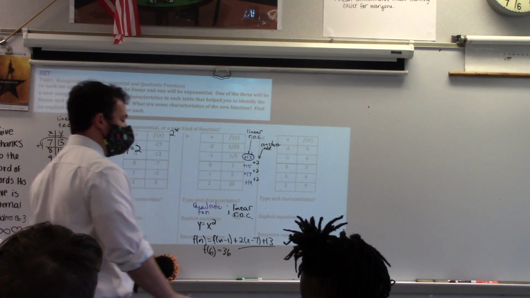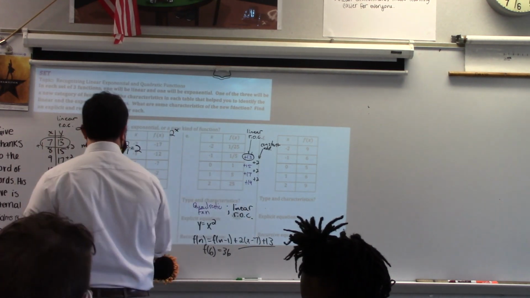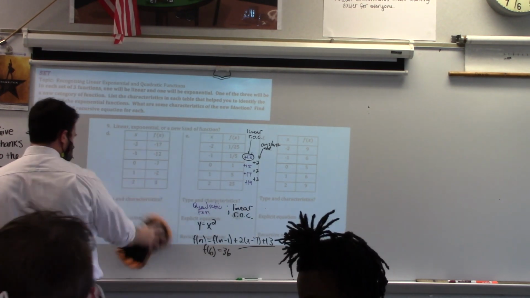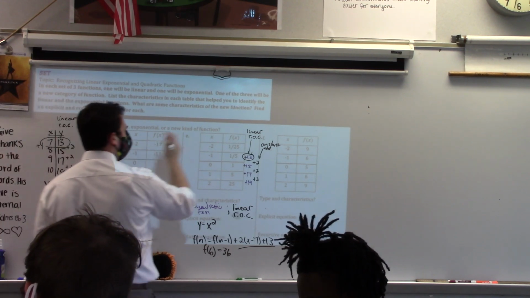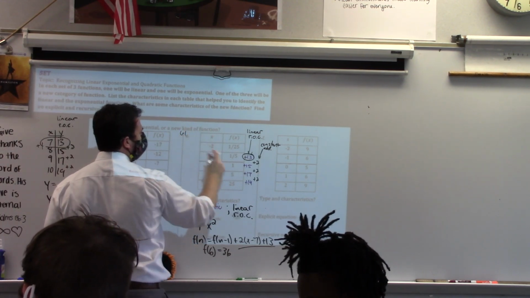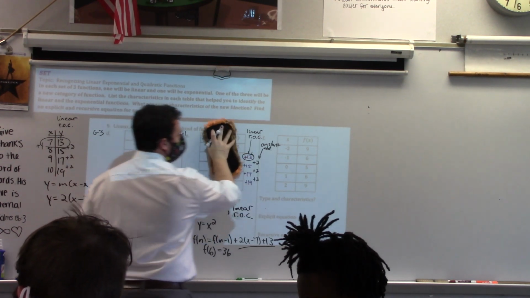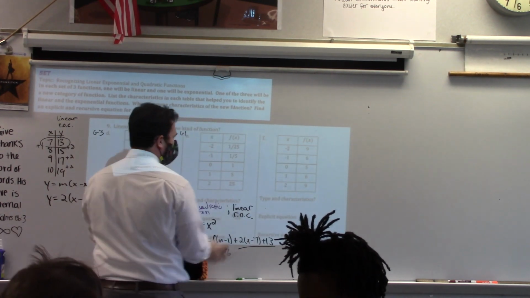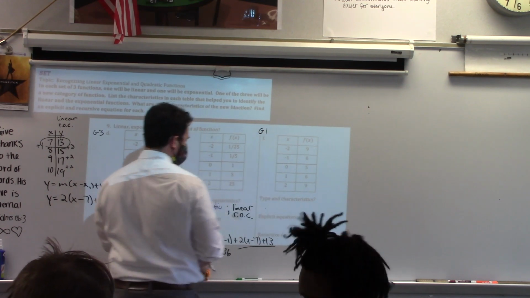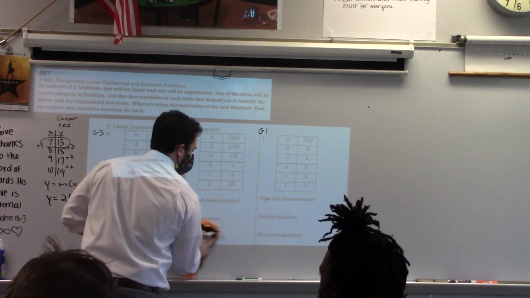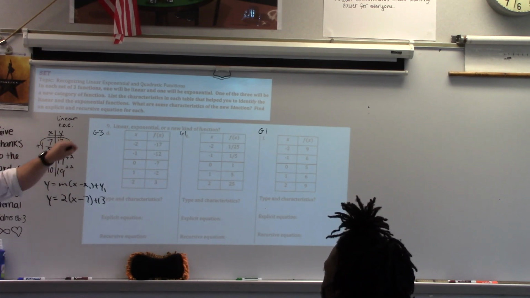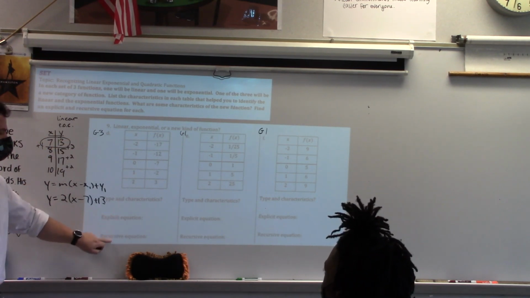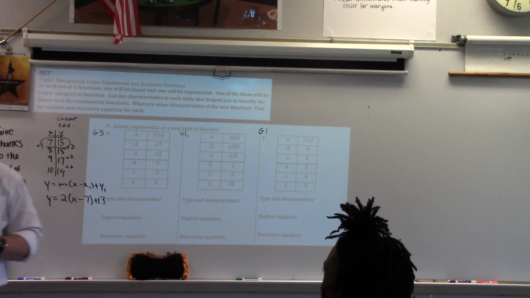So here is number 9. It is on the back side. Group number 3, I want you to do D. Group number 2, I want you to do E. Group number 1, I want you to do F. So you just copy out. Each of you needs to determine the type and characteristics of each of these functions, the explicit and then the recursive. So let's work together.